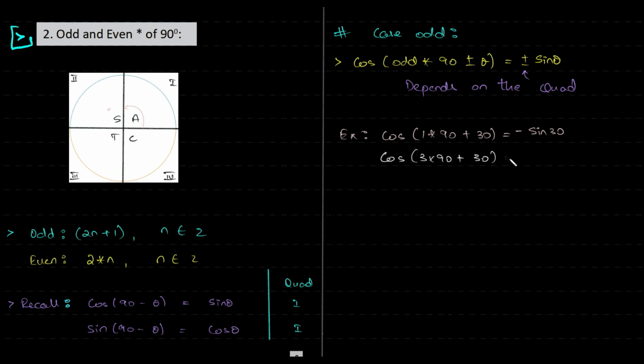I'll teach you guys a sequence of thinking. First thing, since it's an odd multiple of 90, we have to take up sine, because cos's complementary trigonometric ratio is sine, and the angle is 30 over here. Then look into the quadrant. 3 into 90 is on the negative y-axis, plus 30 means fourth quadrant. In fourth quadrant, cos is positive, so this will be positive.